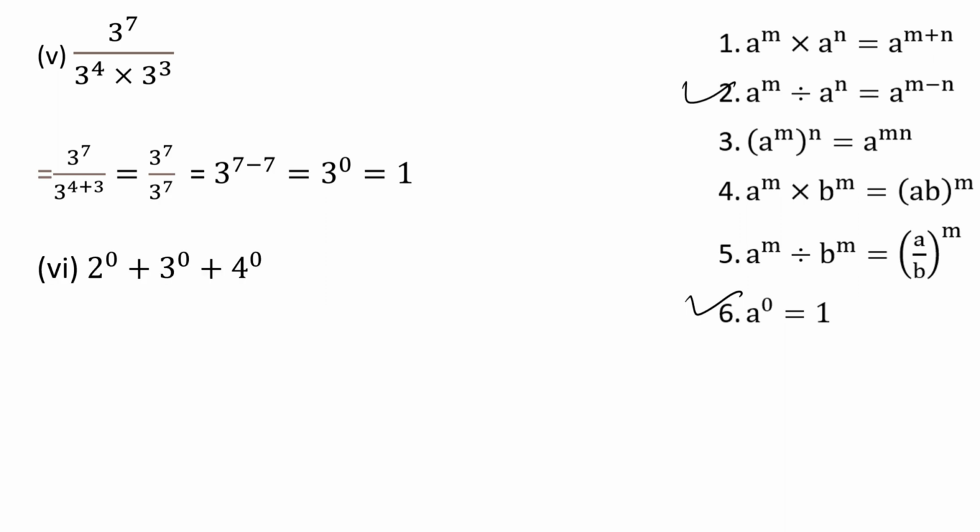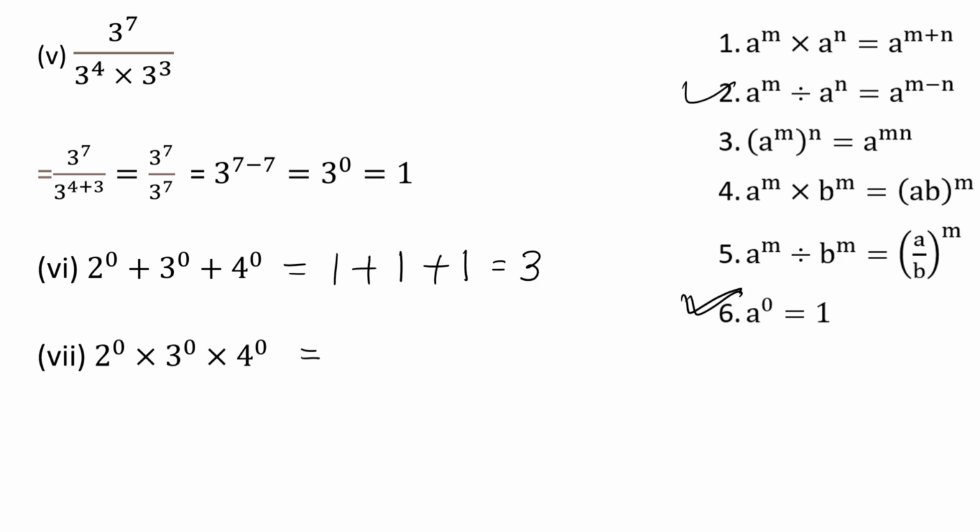Sixth one, 2 raised to the power of 0 plus 3 raised to the power of 0 plus 4 raised to the power of 0. So here we are going to use the sixth law. So this would be 1 plus 1 plus 1, which equals 3. Seventh one, 2 raised to the power of 0 into 3 raised to the power of 0 into 4 raised to the power of 0. So we know that a raised to the power of 0 equals 1. So 1 into 1 into 1, and that equals 1.